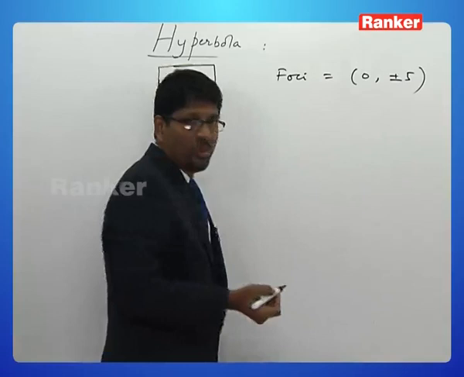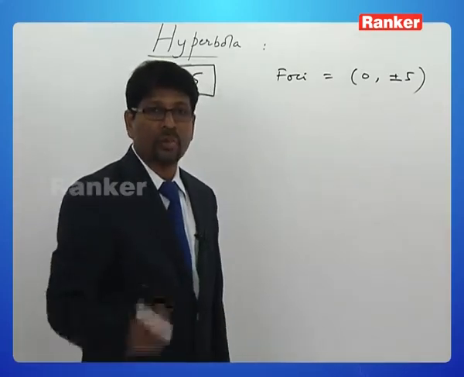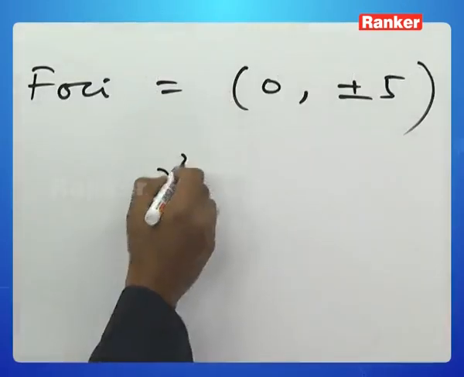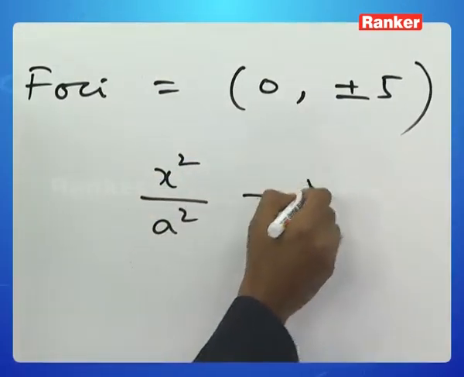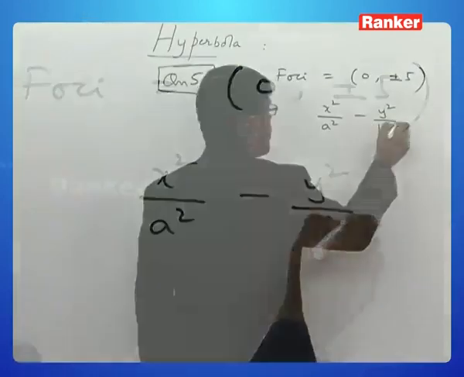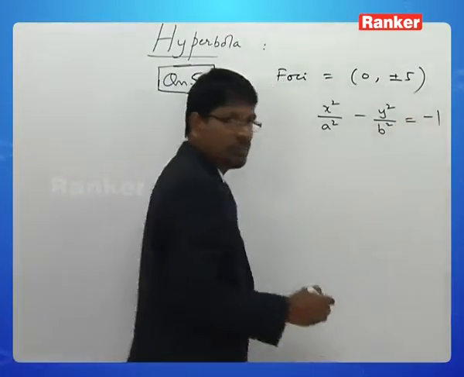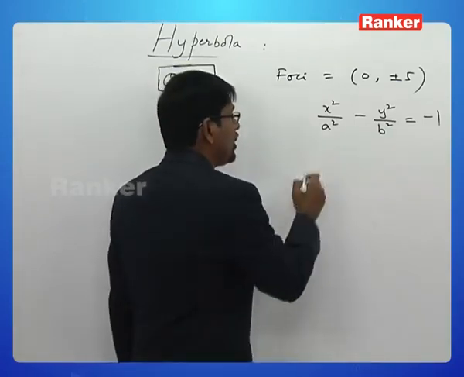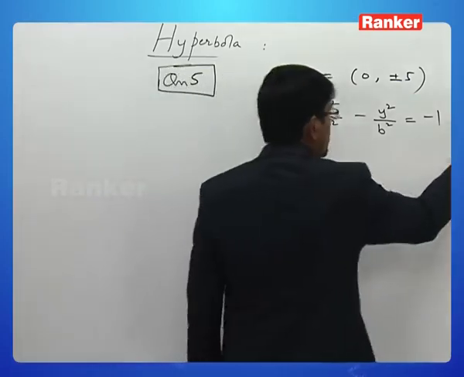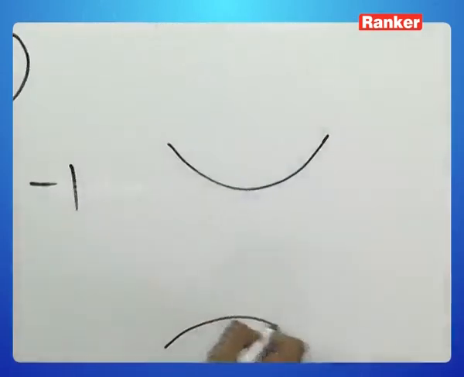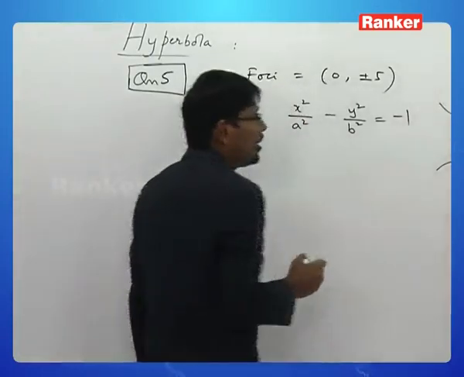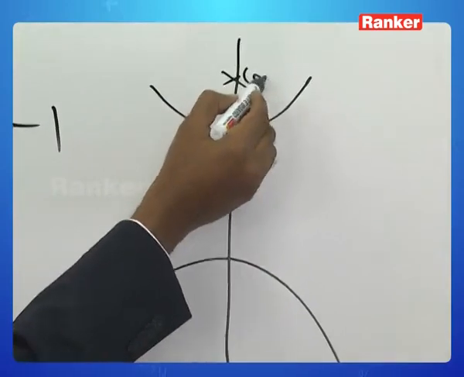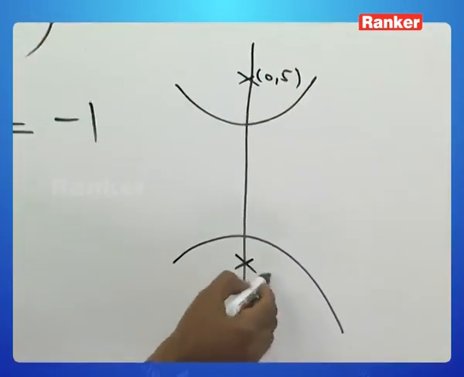So where are the foci? The foci are along the y-axis. So the y-axis must have been the transverse axis. Therefore, the equation of the hyperbola should have been x squared by a squared minus y squared by b squared is equal to minus 1. It should have been in this form. And so the hyperbola should have looked like this. Its transverse axis is along the y-axis. So 0 comma 5 and 0 comma minus 5 are the foci.